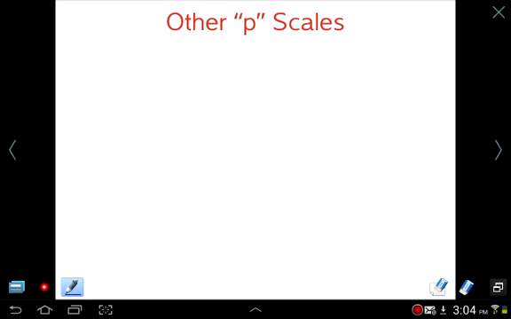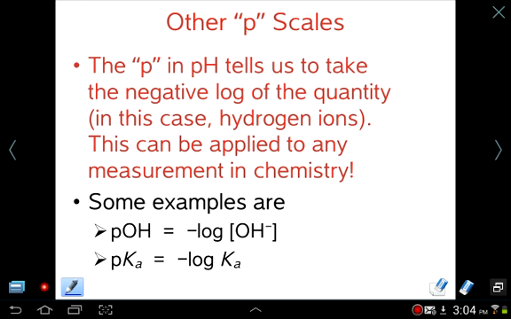Now this P that is in pH, since P means negative log, can actually be applied to many other measurements in chemistry. We're going to see this later on, but you can apply it to the OH. If you have the hydroxide ion concentration, you could talk about something called the pOH of the system. So you negative log the OH minus concentration. You can even do this to your equilibrium constants, and this is also very famously done. You can negative log your acid equilibrium constant. We'll take a look at these in the next lesson. So the story here is that this negative log, this P, can be applied to many measurements.